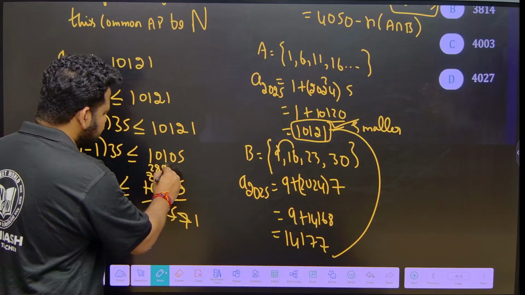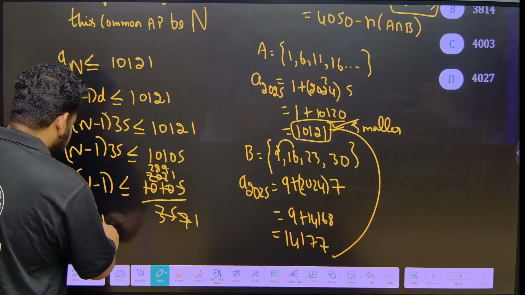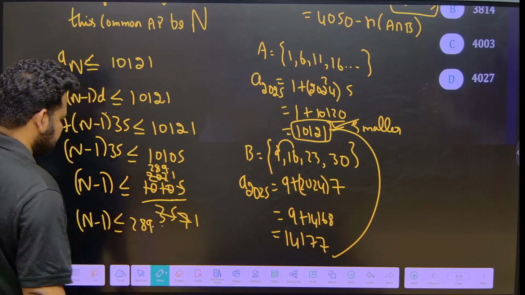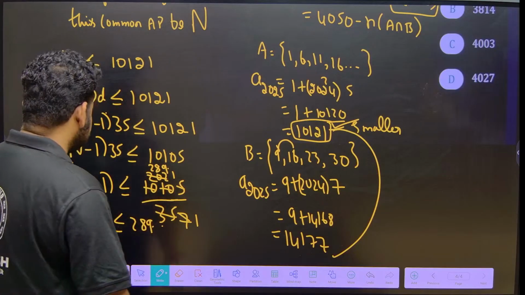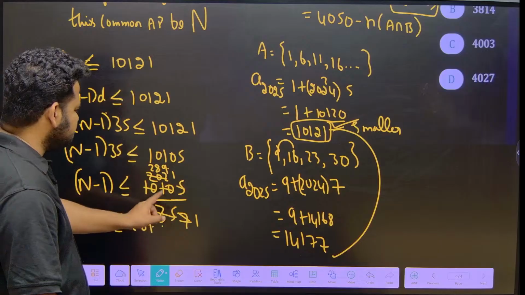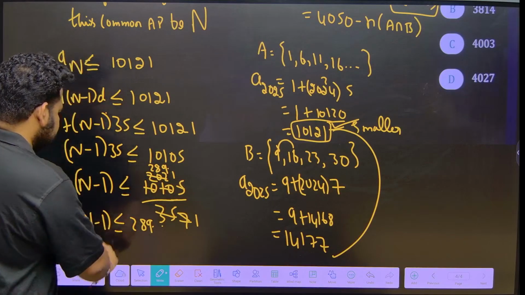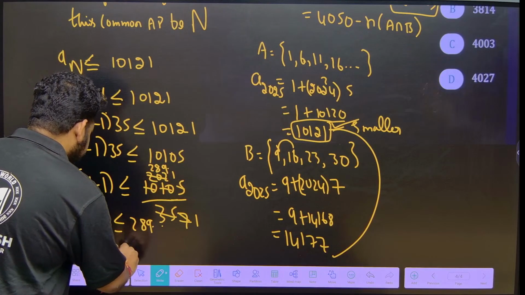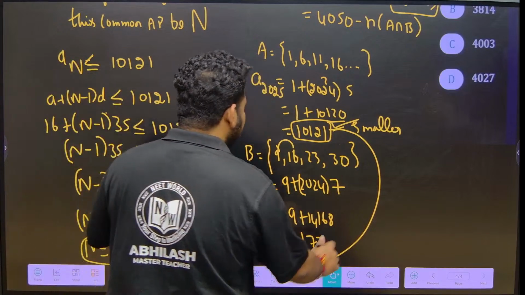61 is there, which means approximately I should write 289. It is coming close to 289. So N minus 1 is less than or equal to 289 point something. 7 8s are 56, 7 9s are 63. So N minus 1 is coming less than or equal to this, so N will be less than or equal to 290.